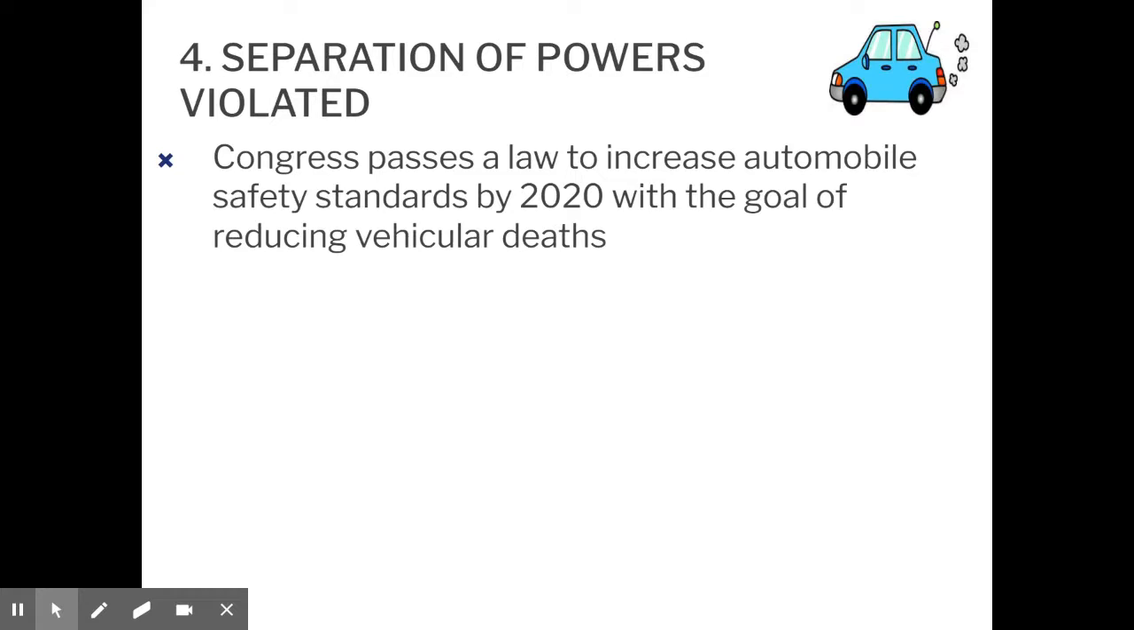And then the other one is the idea that many of these agencies become too powerful, and they actually violate the concept of separation of powers. For example, let's say Congress passes a law to increase automobile safety standards by the end of 2020, with the goal of reducing vehicular deaths. Well, Congress is not made up of transportation experts, right? That's what government agencies do. So they might just pass a general law with this stated goal, saying that they want to increase automobile safety standards by 2020 with the goal of reducing automobile deaths.